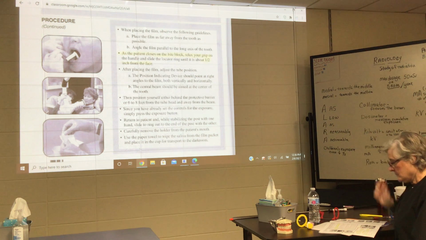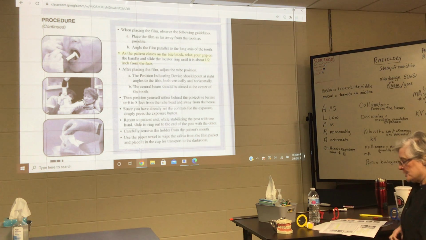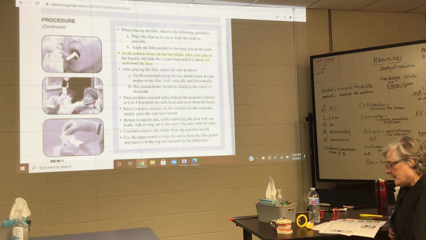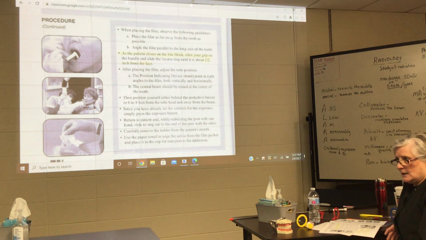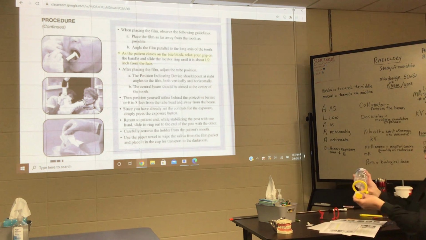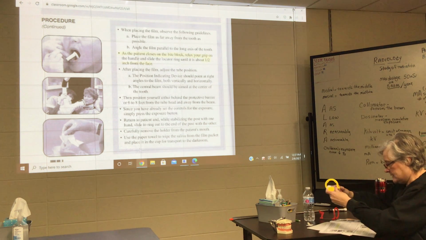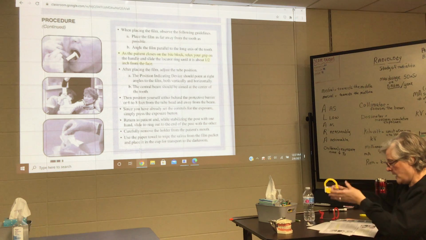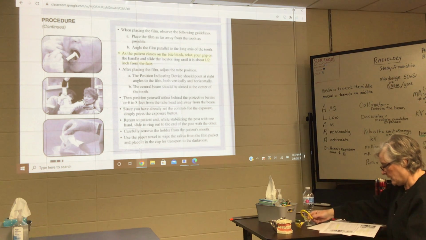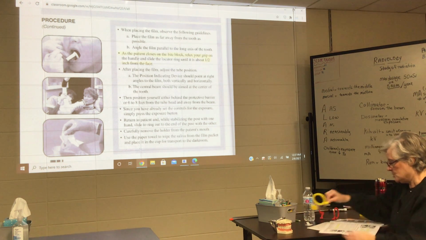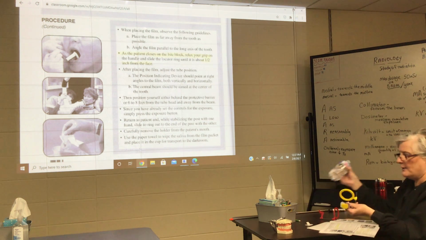After placing the film, you're gonna adjust the tube position. The positioning indicating device should point at right angles to the film. Right angles means 90 degrees, perpendicular, to the long axis of the tooth. You want it to be both horizontally and vertically. The central beam should be placed at the center of the tooth.